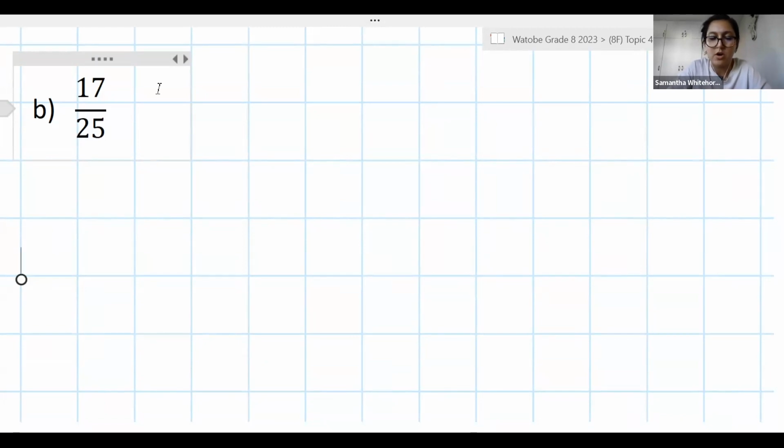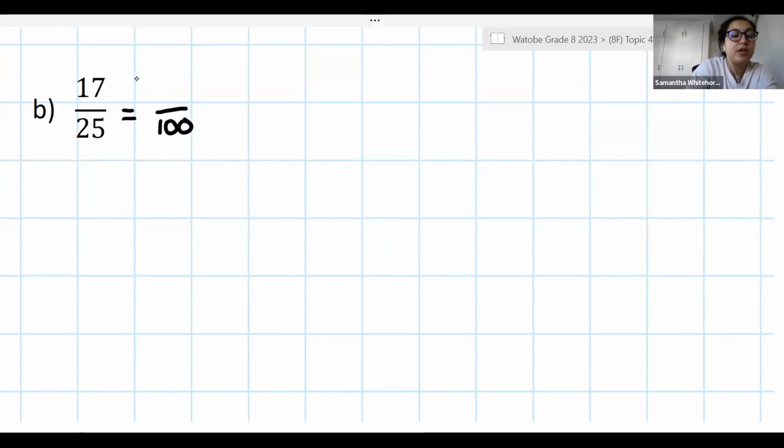Our answer. Okay, so just remember, we want our denominator to be a multiple of 10. 50 isn't a multiple of 10. It's 10, 100, 1,000. So you're on the right track here. What we want to do is make this a denominator of 100.